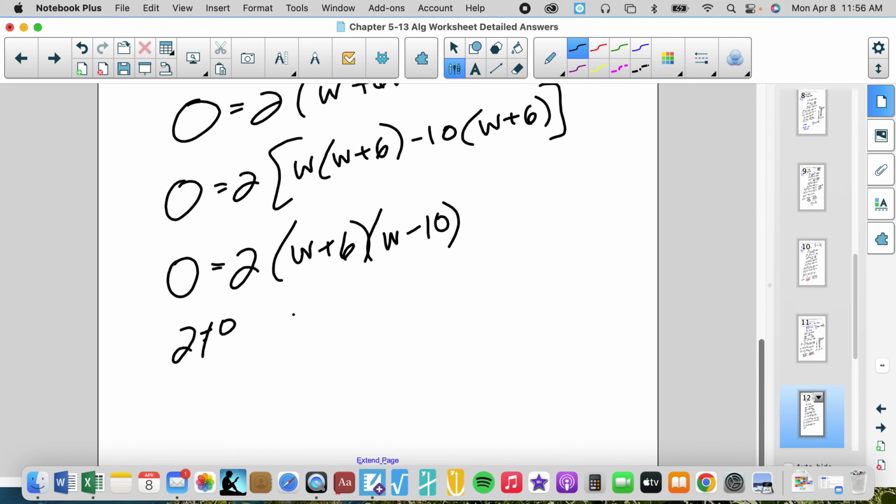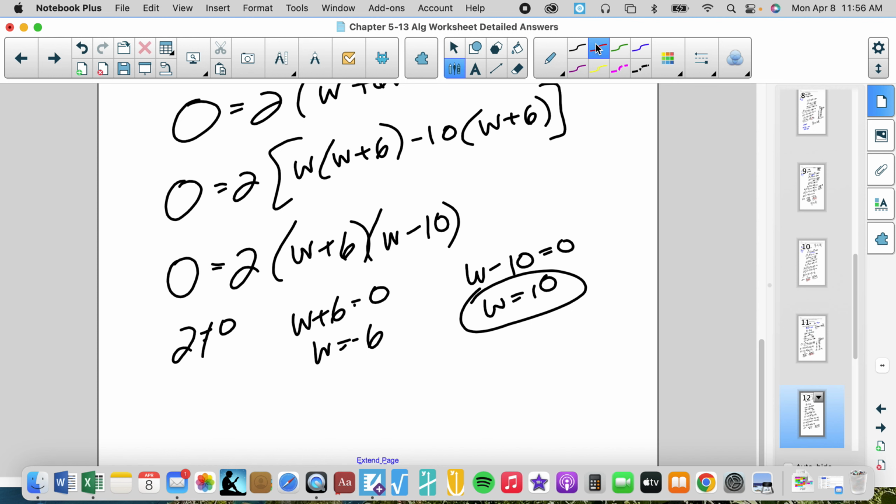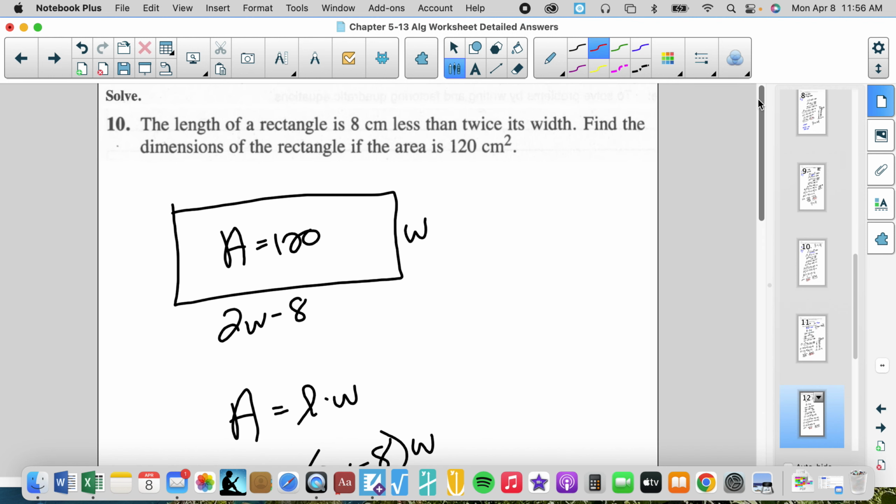W plus 6 equals 0. W equals -6. W minus 10 equals 0. So W equals 10. Can't have negative distance. So the width is going to be 10 centimeters. And then 2 times 10 minus 8 is 20 minus 8 is 12 centimeters.